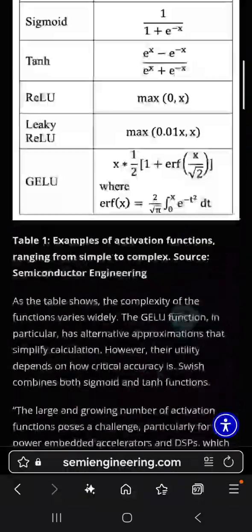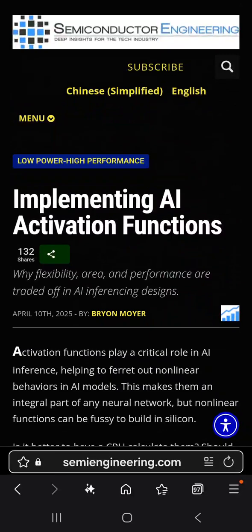Okay, today I read this article, Implementing AI Activation Functions.